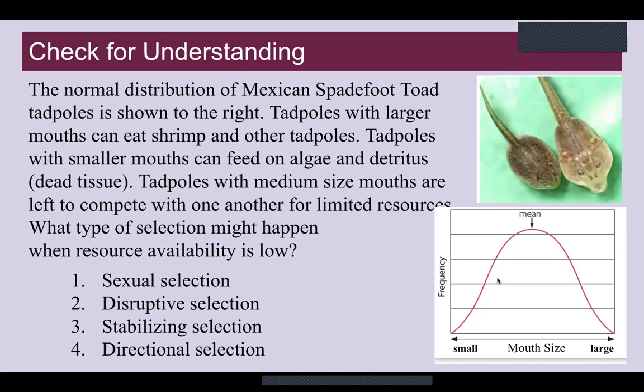Tadpoles with really large mouths can eat shrimp and other tadpoles. Tadpoles with really small mouths can eat algae and detritus, which is dead material. Tadpoles with medium-sized mouths are left to compete with one another for resources. What type of selection might happen when resources are low? Are we going to have sexual selection, disruptive selection, stabilizing selection, or directional selection?